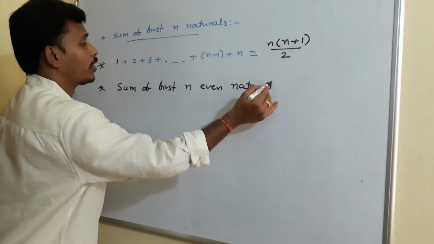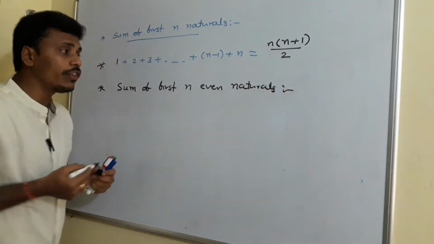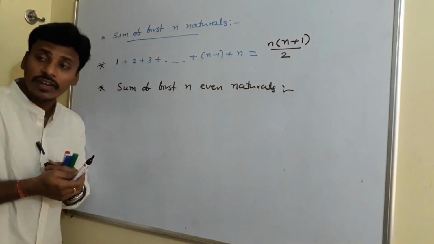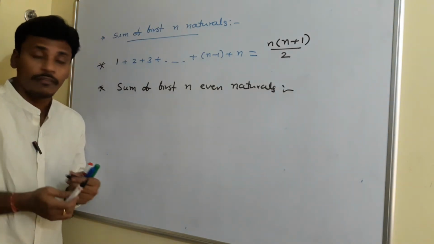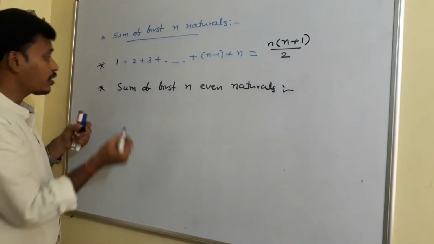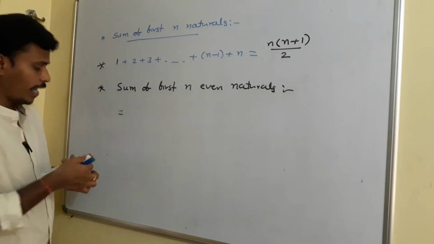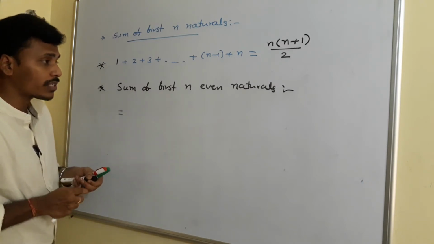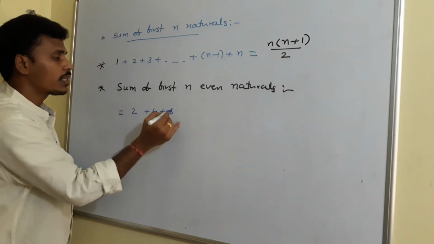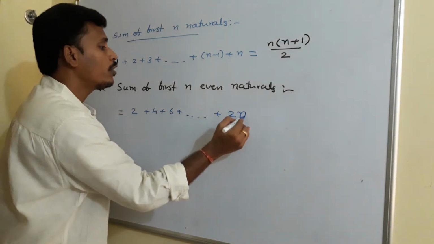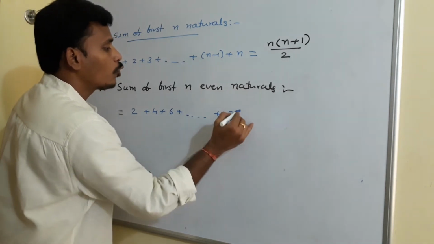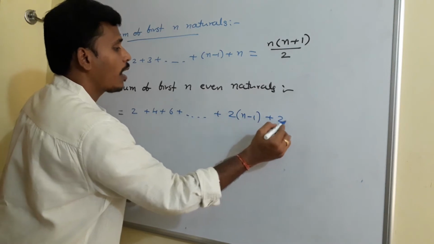Say for example, what are the first 2 even naturals? First 2 even naturals means 2, 4. First 3 even naturals means 2, 4, 6. First 4 even naturals: 2, 4, 6, 8. But here the summation is about the first n even naturals. Since we are calculating the sum of the first n even naturals, our sum starts at 2, 4, 6 and so on up to 2n. And its previous term is 2 times n minus 1, and then 2n.